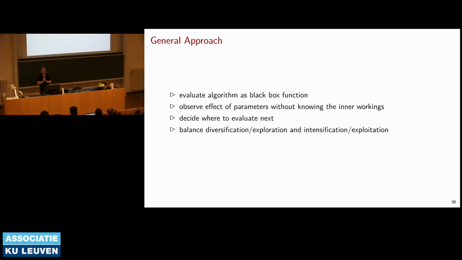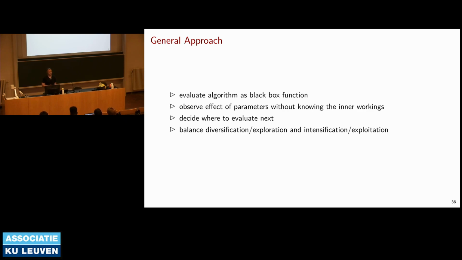Here's a general approach. We want to evaluate our algorithm as a black box function, just as before, where we said we have these different algorithms that we want to choose from, and we don't really know what they do internally. So we want to essentially observe the effect of tweaking the parameters without knowing what's going on inside, because we don't want to become experts in the particular solver that we're using, which might take a couple of years. We really just want to solve the problem that we want to solve right now more efficiently. Based on that, as I said, we decide where to evaluate next.